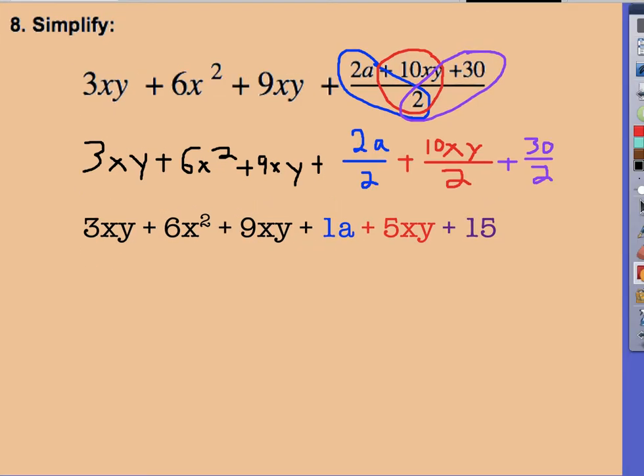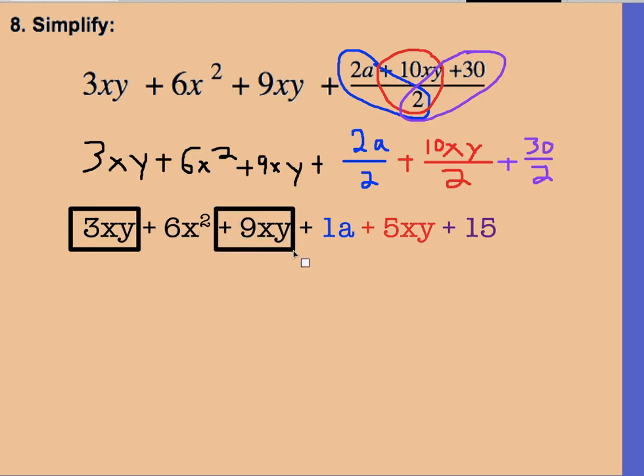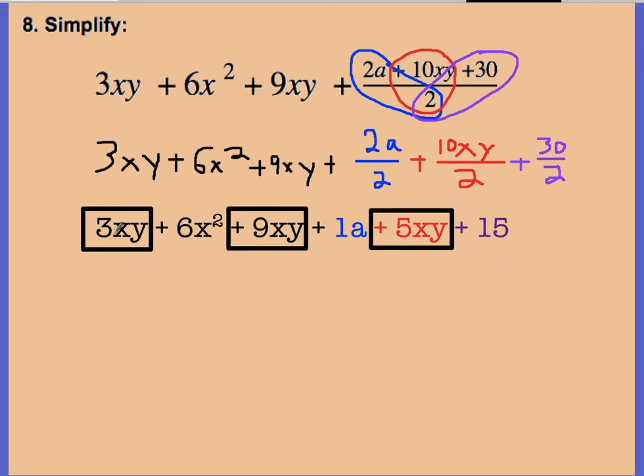All right, now let's see if there's any like terms. Remember, the like terms have to have the exact same variable or variables in them. So 3xy, 9xy, 5xy. They all have the exact same xy variables on them. All right, so 3 and 9 is 12. 12 and 5, 17. So I have 17xy.